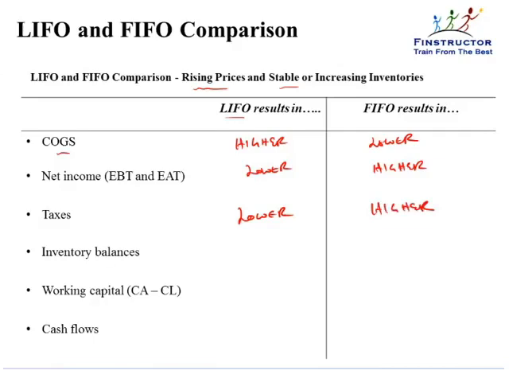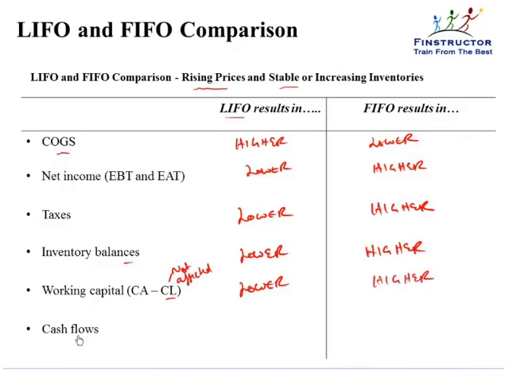Now in the LIFO method, the last in, that is the expensive inventory, is first to be sold. So the remaining inventory will be at the earlier prices or the cheaper rates. So the inventory balance or the ending inventory would be lower in the LIFO method and higher in the FIFO. As far as working capital is concerned, current liabilities are not affected. So your payables and debt will remain the same. However, current assets will be lower in LIFO because the inventory balance is lower. So the working capital would be lower in the LIFO method as compared to the FIFO.